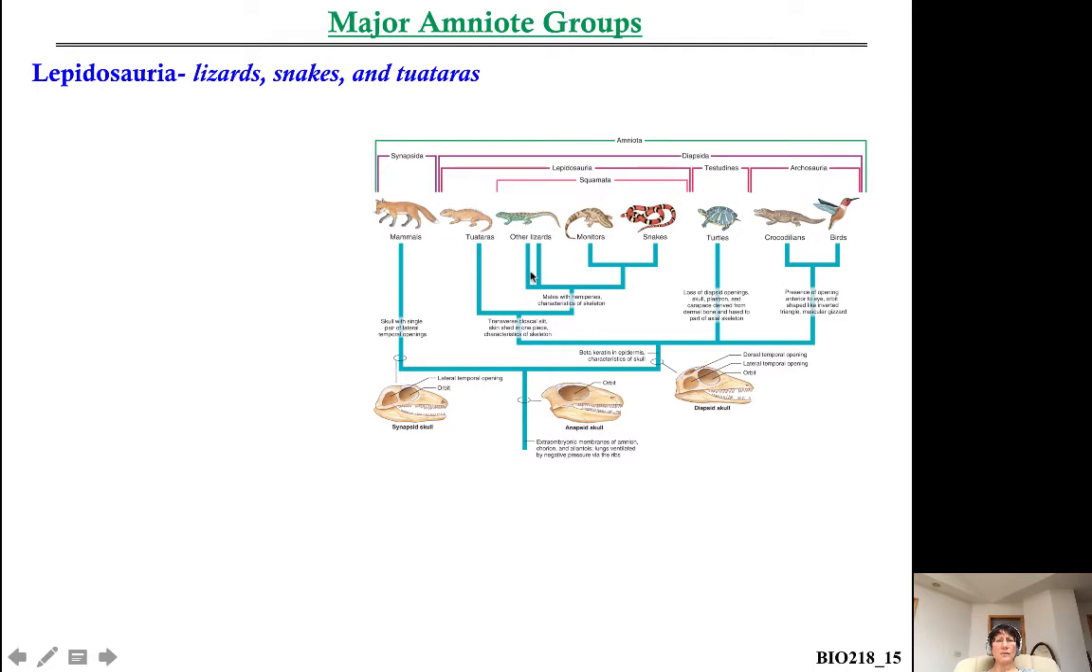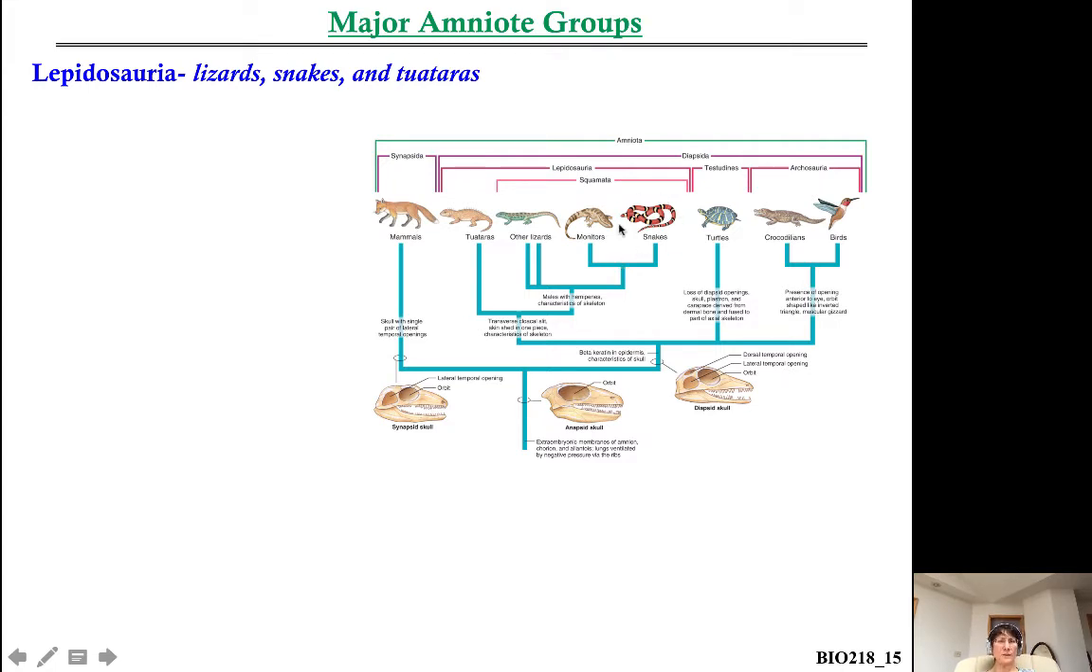So in here, they're showing a couple of branches that are supposed to represent lizards. These are monitor lizards, so things like Komodo dragons are included within the monitor lizards. There's several different species of monitor lizards. And they're showing the monitors as being the sister taxa to the snakes. Now, we now know that that's not the case.